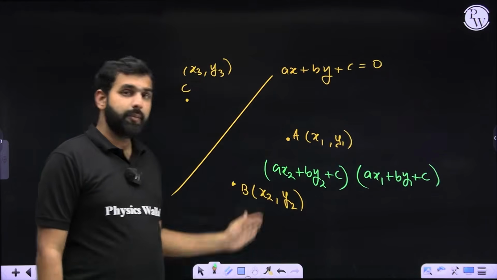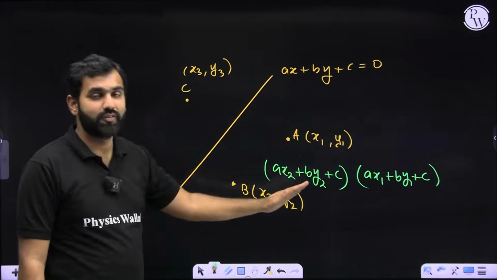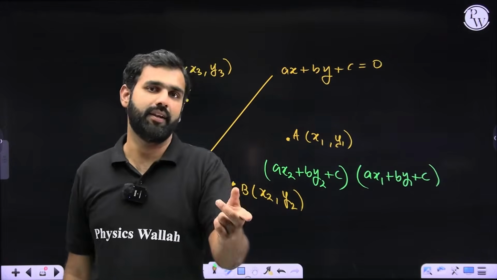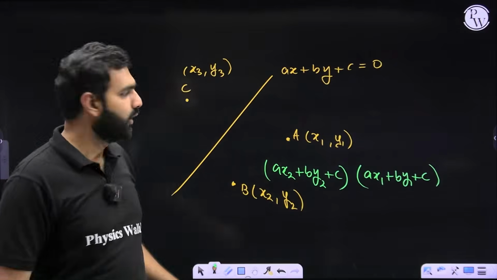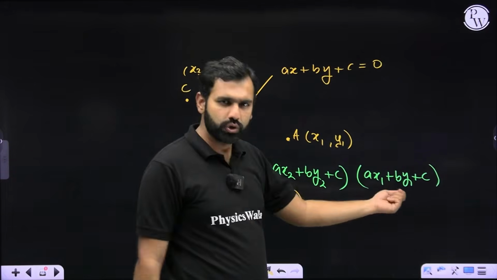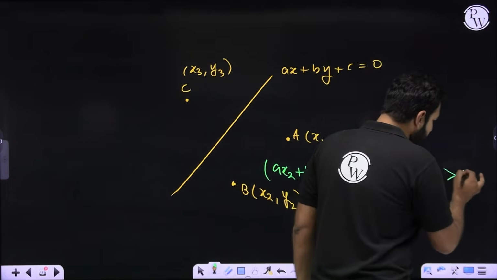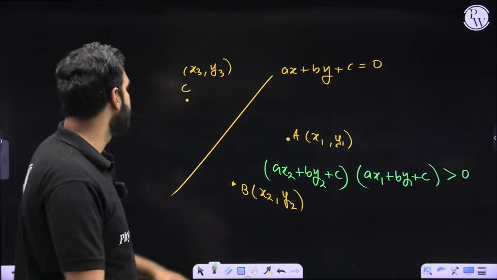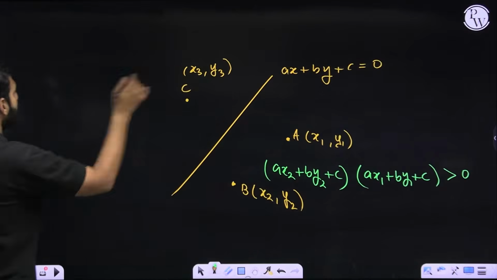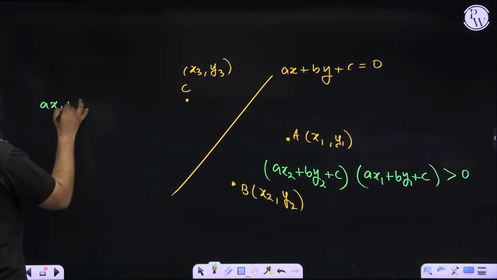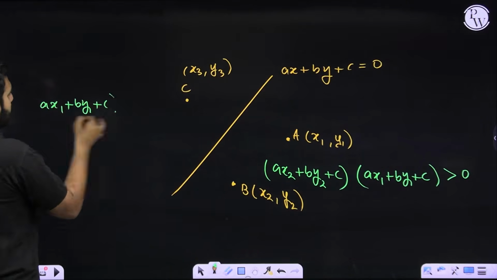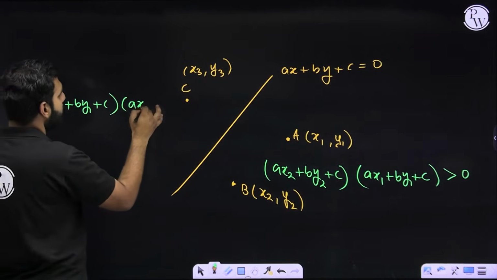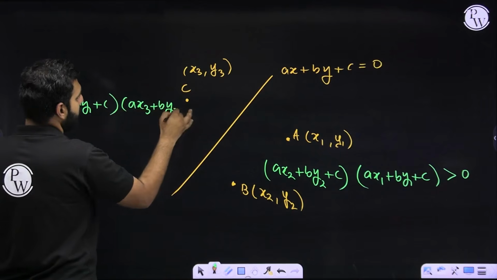If both of the points lie on the same side of the line, then their powers will be of the same sign. They will be either both positive or both negative. So if both of them are positive or both of them are negative, then do you not agree that their product will be positive? Here, when I found the power of A with respect to that line, it was ax1 plus by1 plus c. Let's find the power of C with respect to that line. That will be ax3 plus by3 plus c.